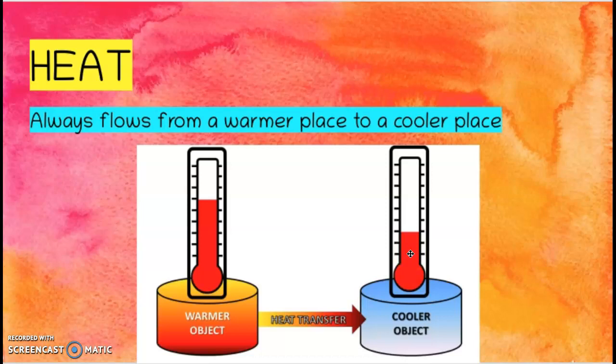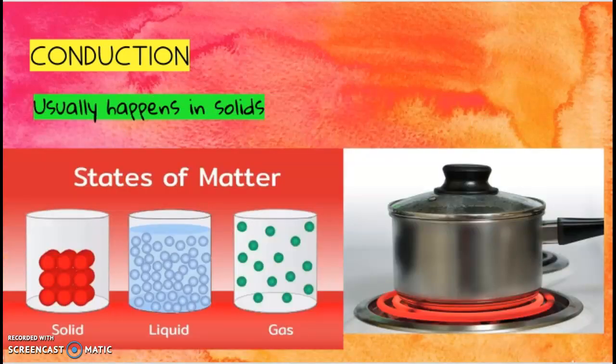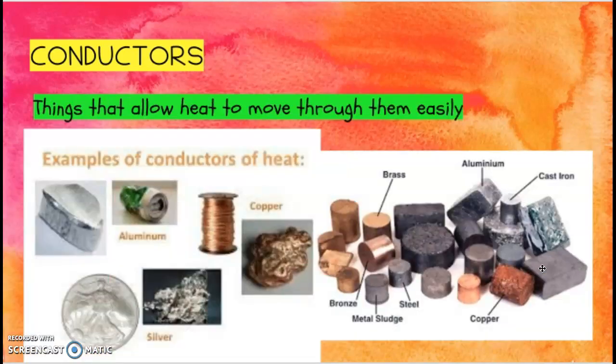The first one is conduction. That's the heat transfer that happens when the little particles bump into each other, but they stay in the same place. They don't move around. So for example, we have a lot of substances that are good at being conductors, meaning that they're good at transferring the heat. And they usually happen in solids, like this pan here, or this pot over here.